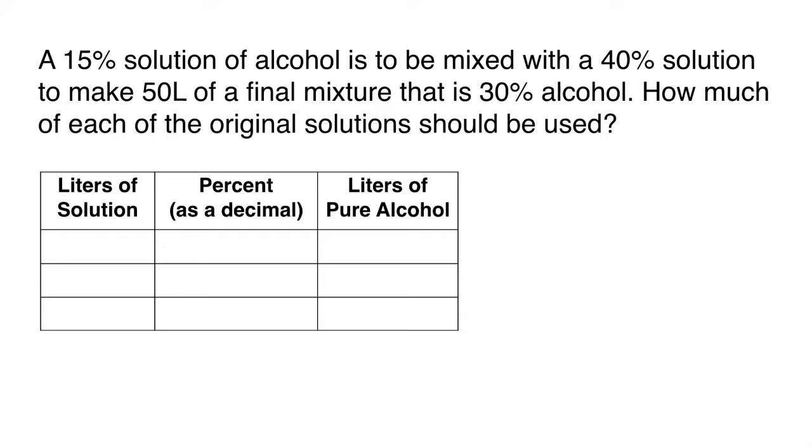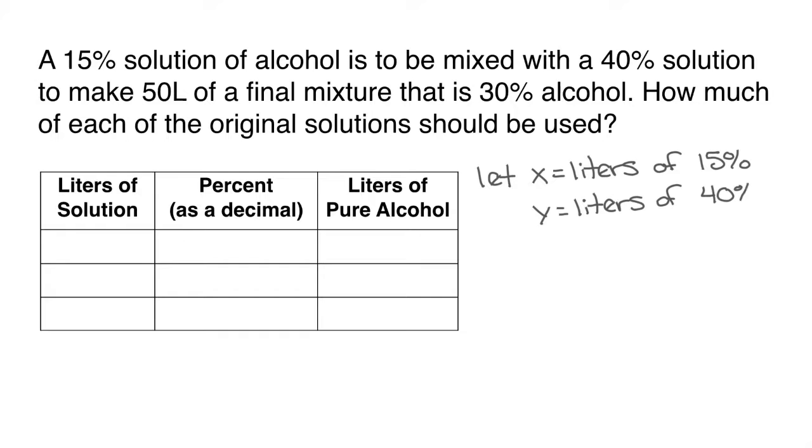Let's first define variables for our unknowns. We'll let X be the amount in liters of the 15% solution. We'll then let Y equal the amount in liters of the 40% solution. Now we'll use the table to organize the data that we have.